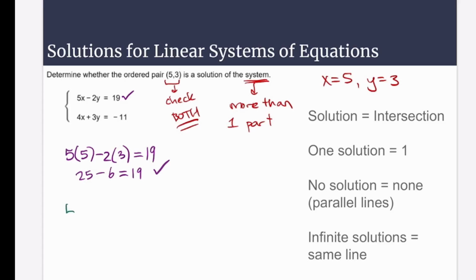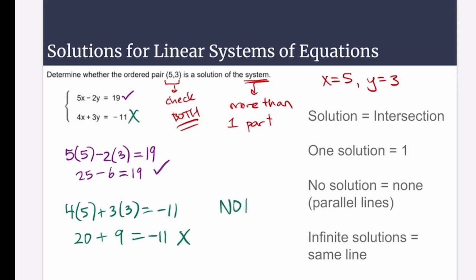For the second one, 4x plus 3y, we have 4 times 5 plus 3 times 3, and is that equal to negative 11? I already know it's not, because we're adding positive numbers. It's not going to give us a negative number. 20 plus 9 is not. So this is not a solution for this system.